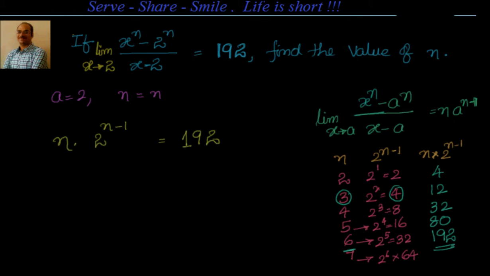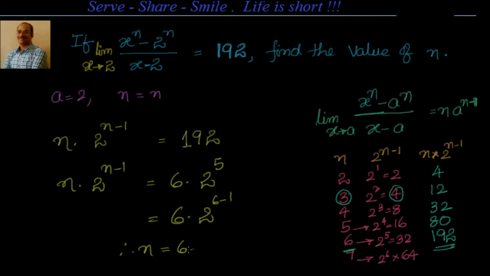So immediately we'll go ahead and write this as, let me just go back, n into 2 to the power of n minus 1 is nothing but equal to 6 into 2 power 5, that's equal to 6 into 2 power 6 minus 1. Therefore n is equal to 6. So it's a trial and error method by which we can solve this.